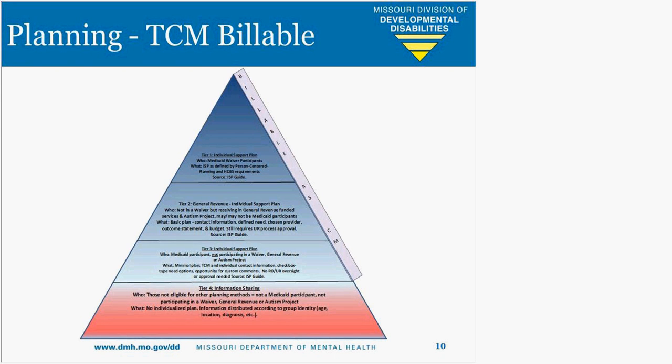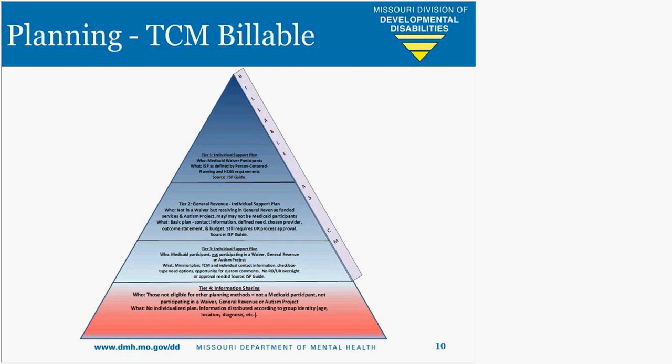Those at Tier 2 who are receiving general revenue funded services have a somewhat less intensive plan expected. If someone in an autism project, for example, is only receiving some funding for a day camp during the summer, it doesn't make sense that we expect all of the levels of detail associated with the standard ISP to be used. It still requires a UR process. It requires an income statement, a budget, that sort of thing, but not all of the expectations for HCBS would be required for those types of services.